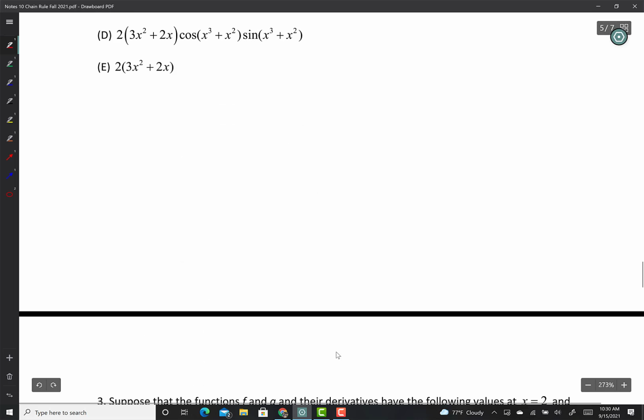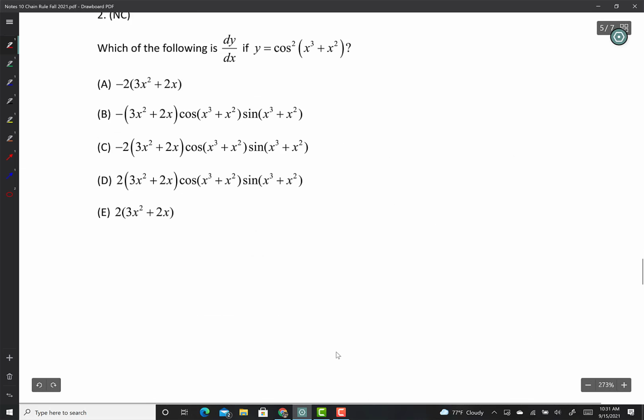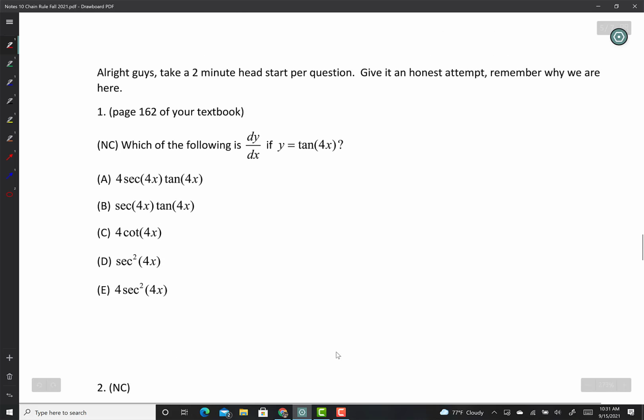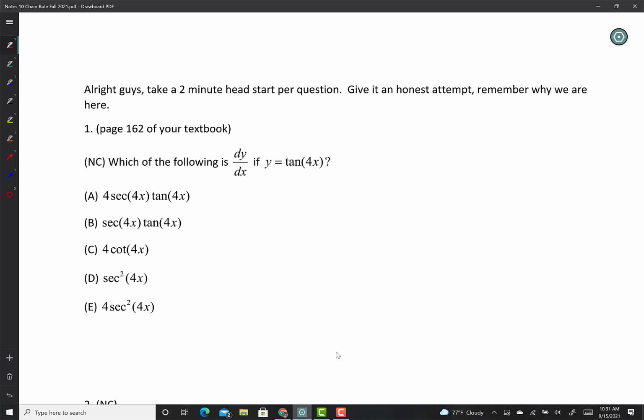I think we're actually pretty close to, yeah. All right, let's see how we do. This is actually from your textbook, the Demana textbook. Take 2 minutes and see if you can do question number 1 on your own. So try, if you want to chat with your partner, that's fine, but try to do it on your own, guys.